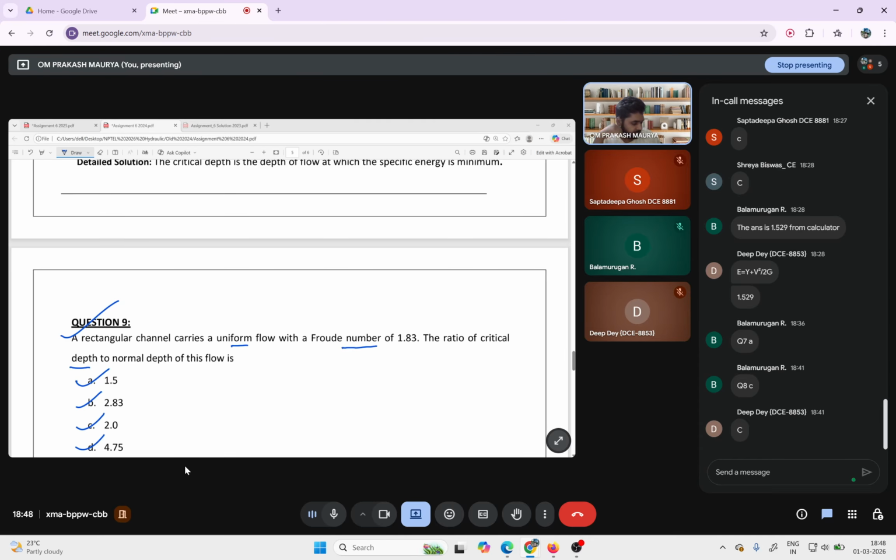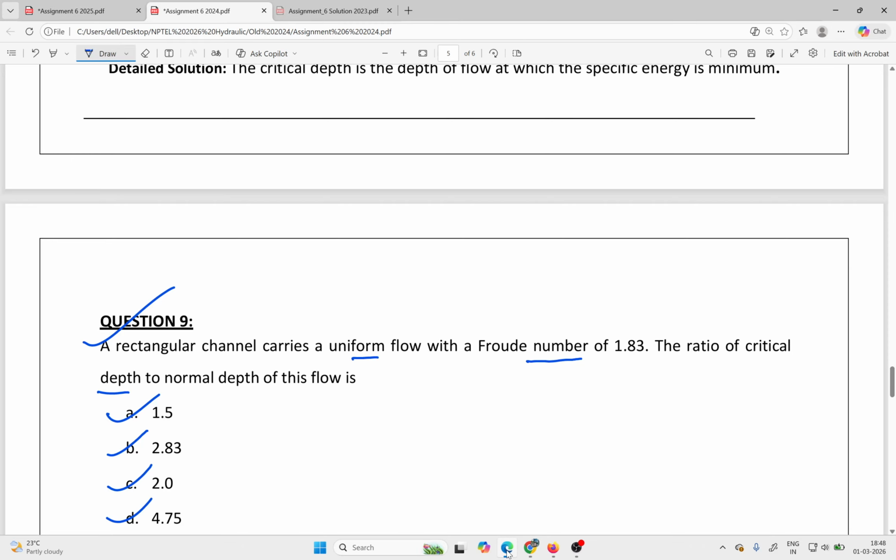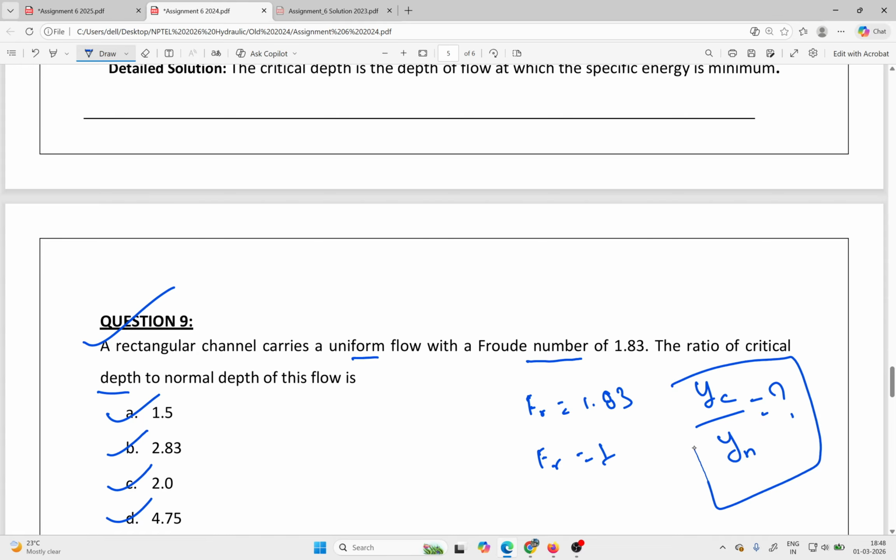Okay, so let me just explain. You have the Froude number Fr equal to 1.83, and another Fr equal to 1. Here you need to calculate the ratio of critical depth y_c divided by normal depth y_n. These are the two things you need to calculate. Now we'll move on to the calculation.